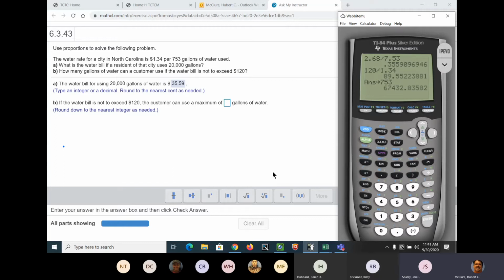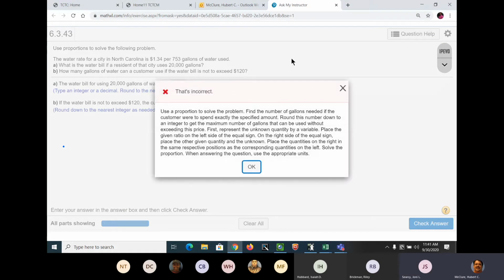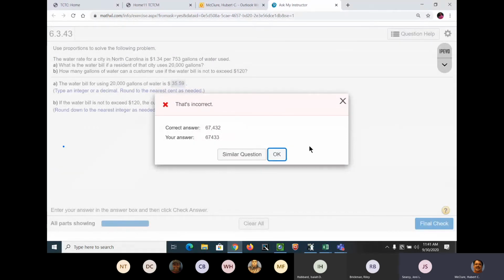Because we spent 35 on 20,000. So let's see. It says round to the nearest integer, so that would be 67,433. 67,433. I didn't think that was right. Let me see what they did. Oh, I did get it right.